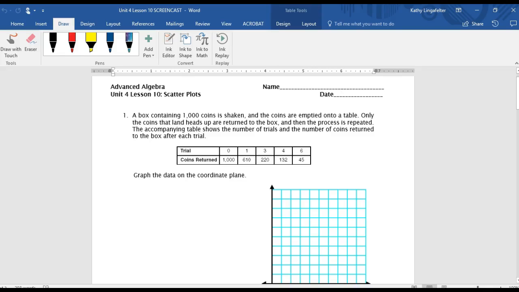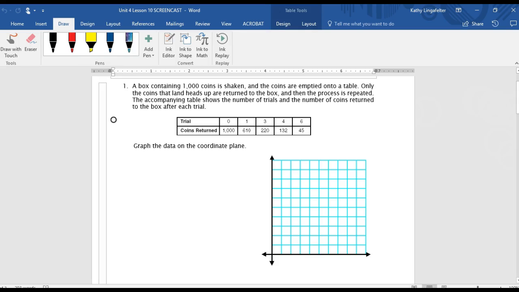This is a screencast of Unit 4, Lesson 10, Scatter Plots. I may have to film this screencast into two separate screencasts, me doing number 1 and doing number 2, because YouTube will only allow me to upload up to 20 minutes. So let's get started.